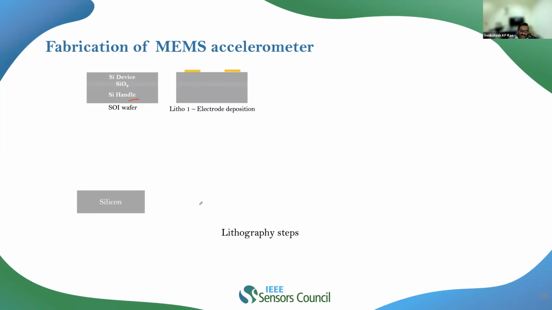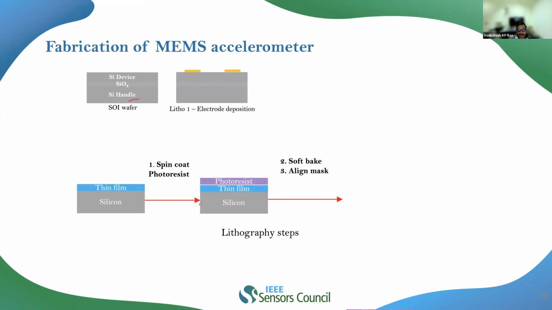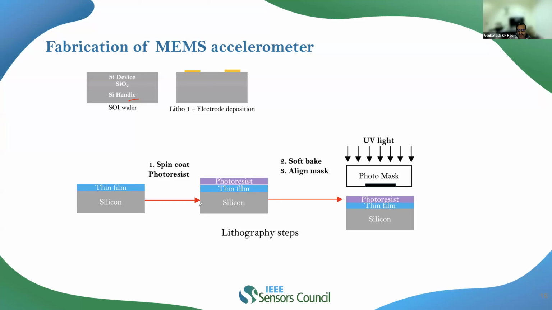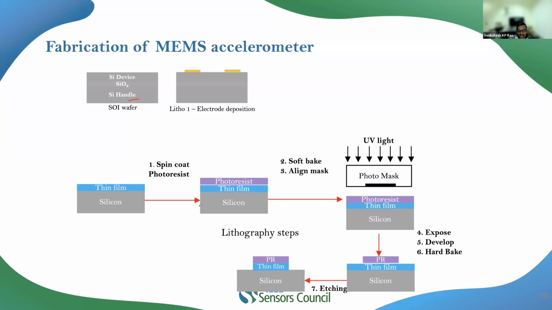Wherein I will basically have the silicon. I'll deposit the thin film. I'll spin coat the photoresist, right? Now I am going to align and mask it. This is a photo mask. Then I am going to expose it to the UV light, do the hard baking, and develop it. And I'm going to etch away the unwanted material. So this is basically my photolithography process. This we have discussed in detail already, right?